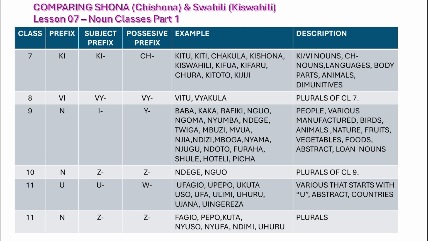A body part there, kifua is chest. An example of an animal, kifaru is a rhino or rhinoceros. Chura is a frog. Then diminutive, we have kitoto, a small child. Kijiji, a small town or a village. Diminutive means small, a small item.